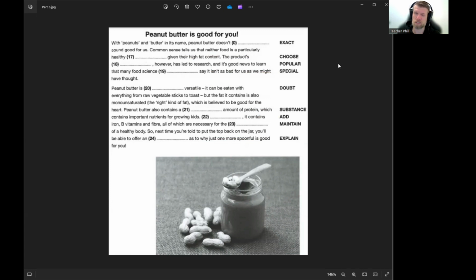I always have some peanut butter at home, but that is not the point here. So we are here to do some work.